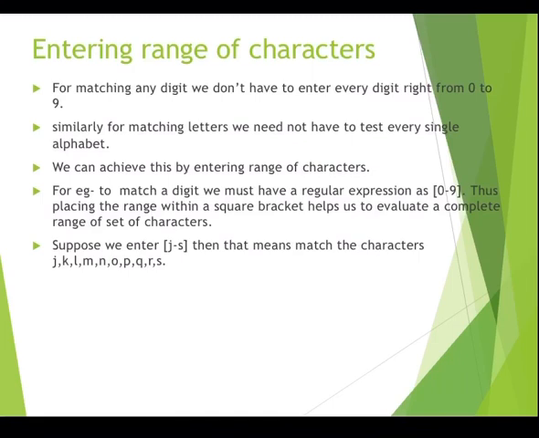Similarly, if you want to check if your string contains letters from J to S, there is no need to write all the letters J, K, L, M, N, O, P, Q, R, S. You can just specify the range in square brackets, J hyphen S, which means it will search for all the letters from J to S. This is basically entering a range of characters.